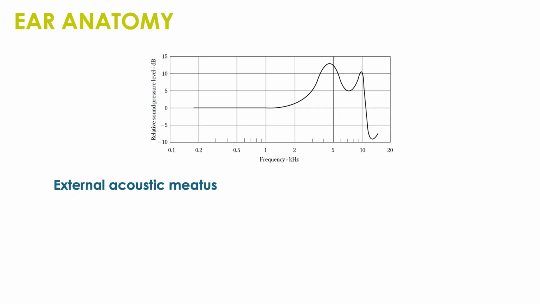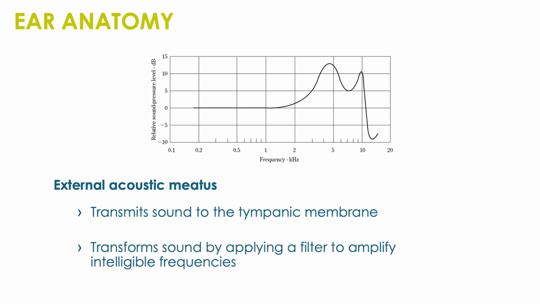The external acoustic meatus also has a double role. It transmits sound to the tympanic membrane. However, in the process, it also applies filtering to enhance intelligibility on some specific frequencies, as you can see in the picture. Those frequencies are from 2 kHz to 8 kHz. In fact, they define the range of intelligibility.